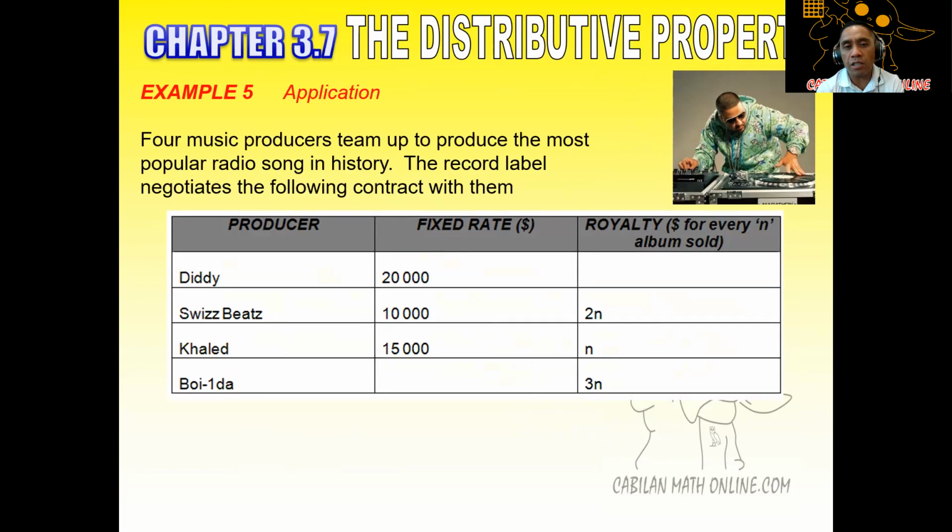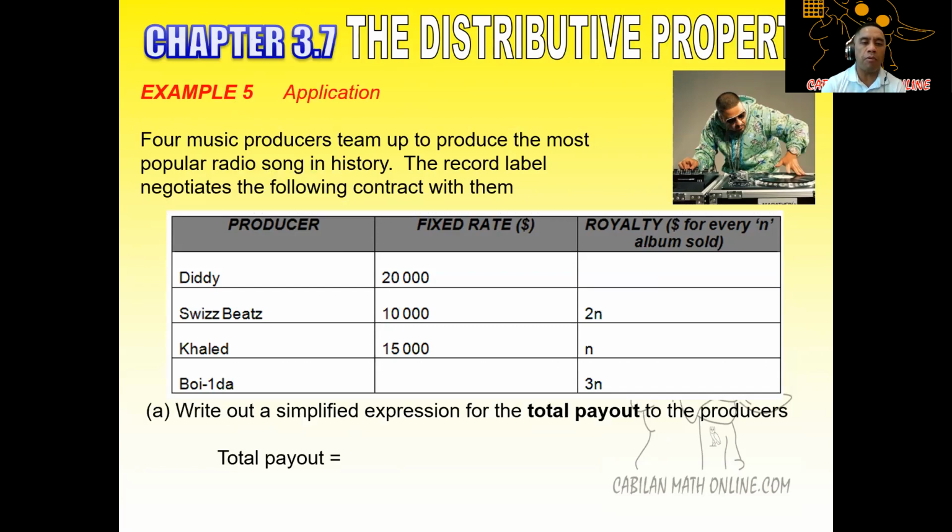We have Swiss Beats who gets paid 10,000, and a royalty of 2N, where N represents the number of albums sold. Khaled himself gets paid $15,000, and he gets paid $1 for each album sold. Now there's an invisible 1 in front of N, that's why I said $1. And last but not least, Boy Wonder doesn't have a fixed rate, but he gets paid $3 for every album sold. So what we want to do for this first example is write out a simplified expression for the total payout to the producers.